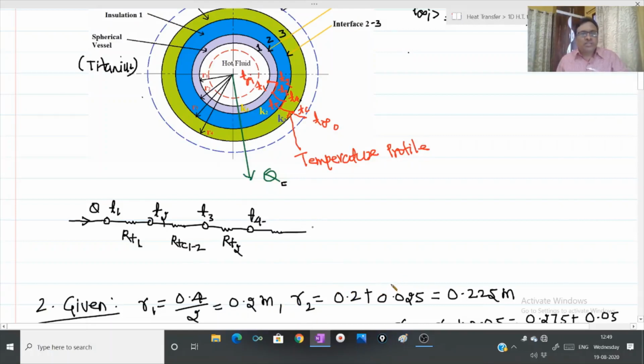The next thermal resistance will be in the form of contact thermal resistance at the interface 2,3 and will cause temperature drop from T4 to T5. And next thermal resistance will be offered by insulation 2. It will be conductive thermal resistance RT3 and will cause temperature drop from T5 to T6. And final thermal resistance will be offered by the surrounding fluid layer. This will be convective thermal resistance.